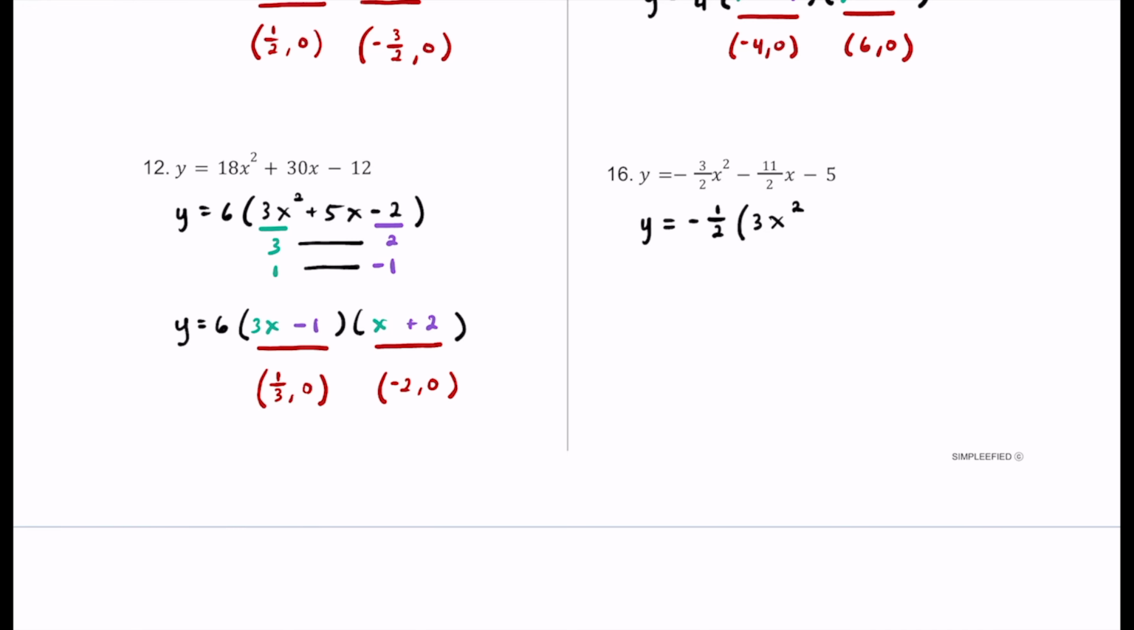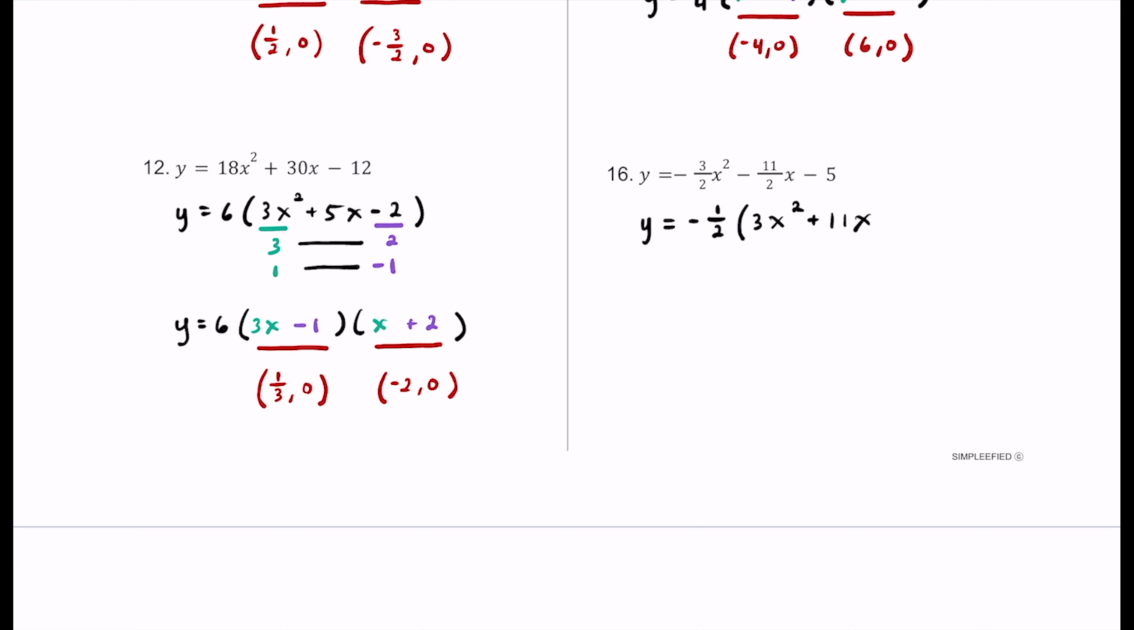So let's do 3x squared. So if you multiply these two, you get negative 3x squared. Then negative 1/2 times what gets you negative 11? I think that would just be plus 11x, right? If you write plus 11x here. So what's half of 11? It would just be 11 halves. Okay, so that does work.